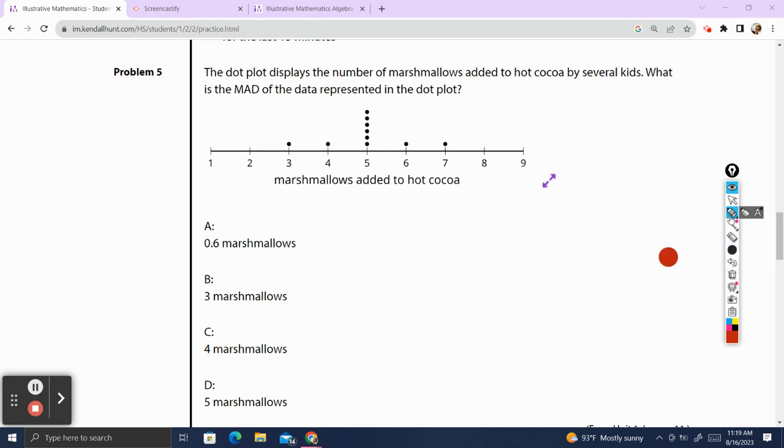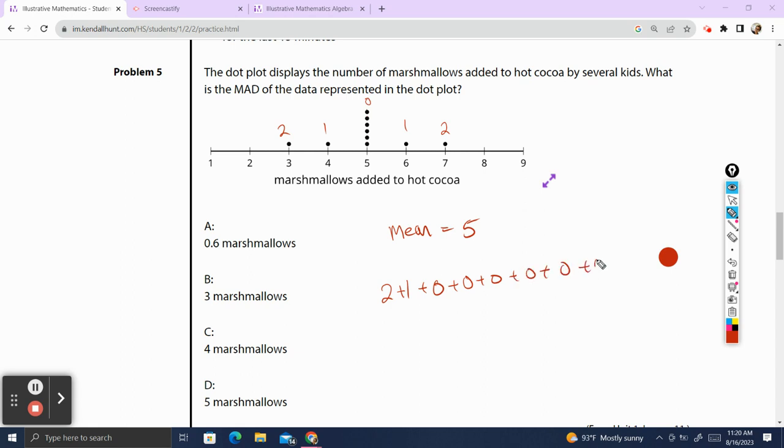Now, I have to find the mean average distance. So mean is equal to 5. And I want to find the distance of each point. So this point is 2 away from our mean, which is 5. This is 1, this is 1, and this is 2. And we have 1, 2, 3, 4, 5, 6 that are 0 away. So we're going to say 2 plus 1 plus 0, 6 times.